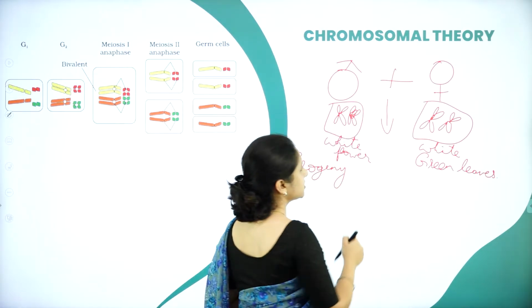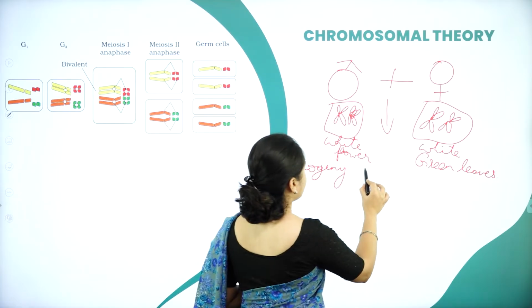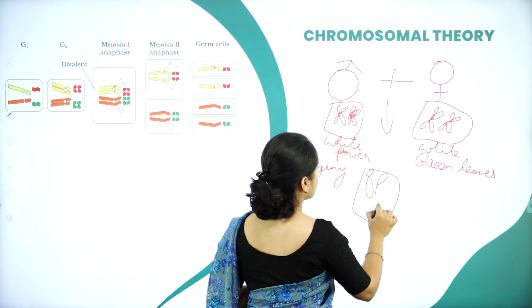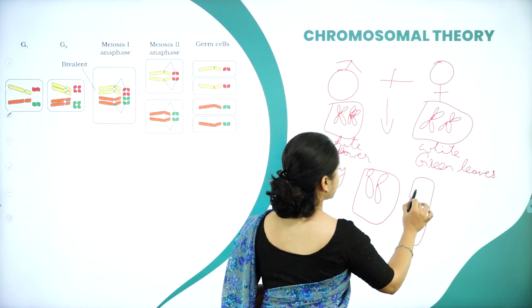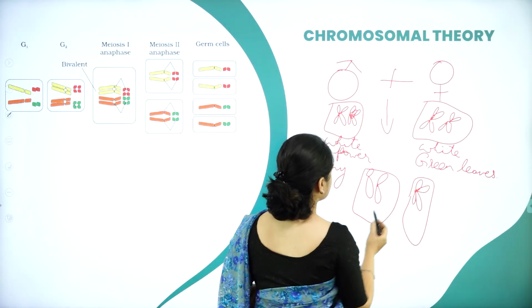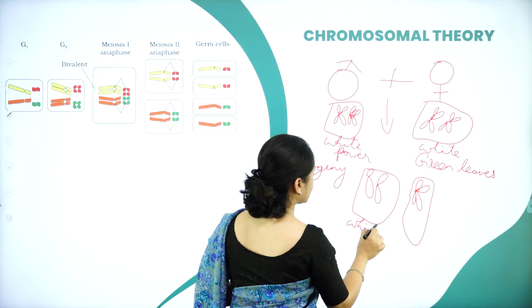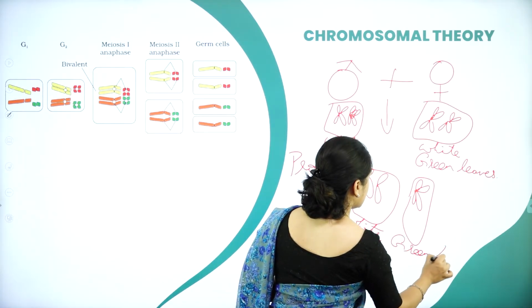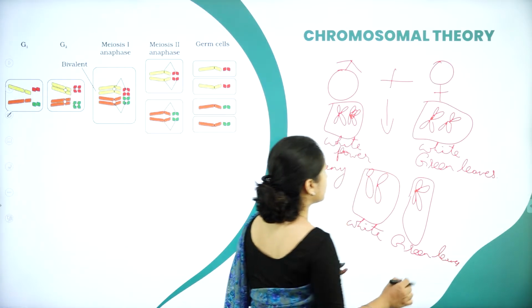So what happens when the crossing is done? They will get expressed separately. In the resulting progeny, the white flower will occur in the plant, and the green leaves will also occur in the plant. So that is nothing but the chromosomal theory.